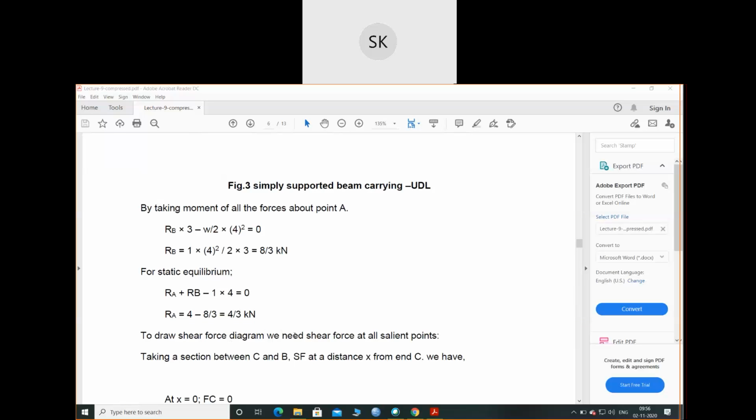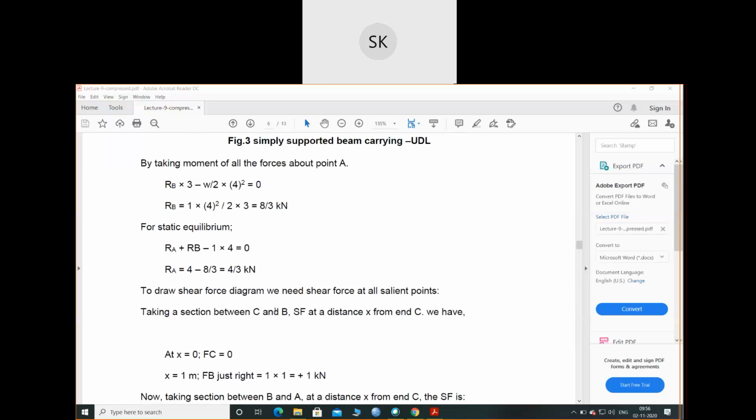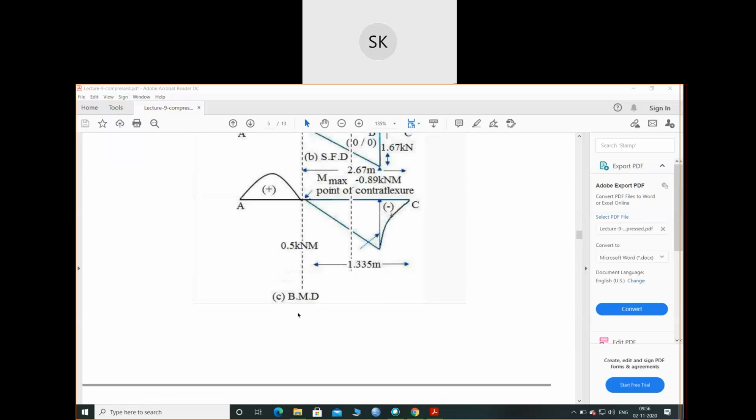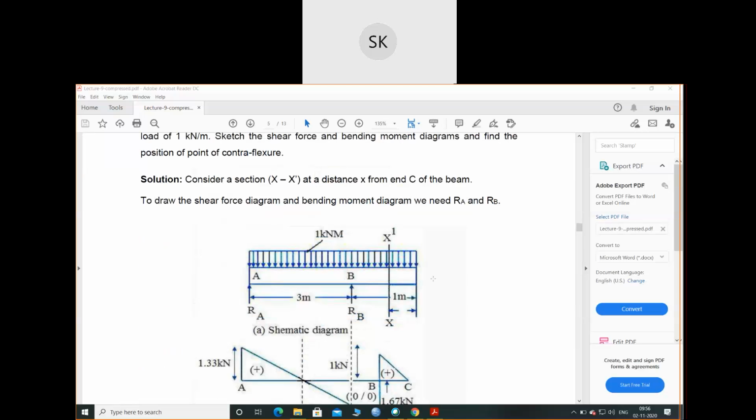To draw the shear force diagram, we need the shear force at all salient points. Now taking a section between C and B. That means I'm taking a section between C and B. I'm assuming this overhang part as C, and I'm finding the shear force between this and this. So I'm drawing a section X-X between these two points.